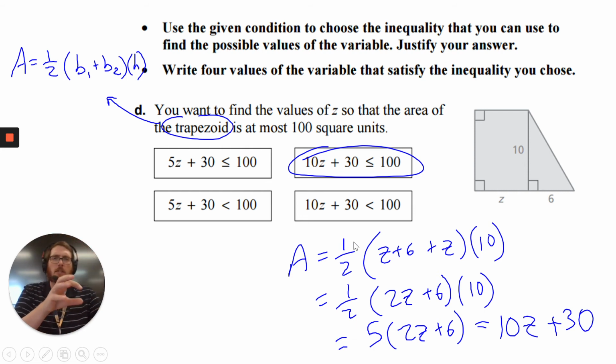So my focus when I was setting this up was just to write the equation for the area of a trapezoid, and then add in the fact it's at most 100 square units, which means it has to be less than or equal to.